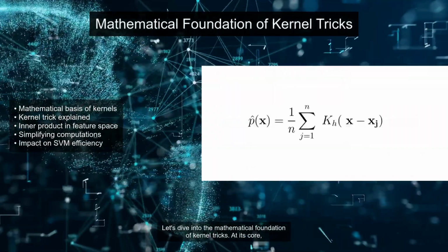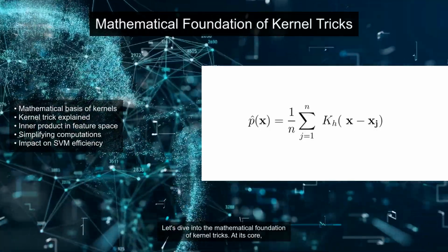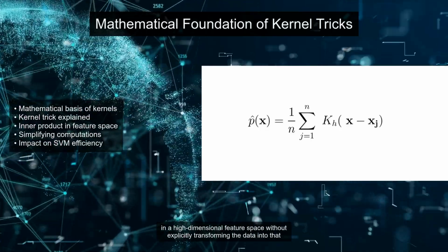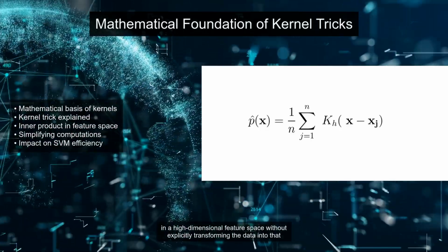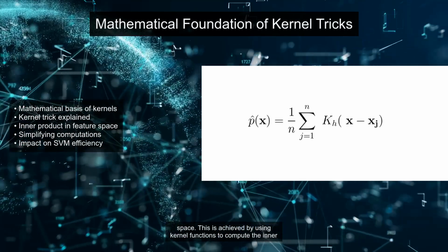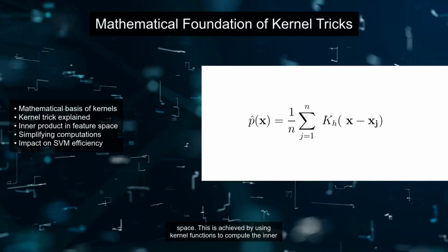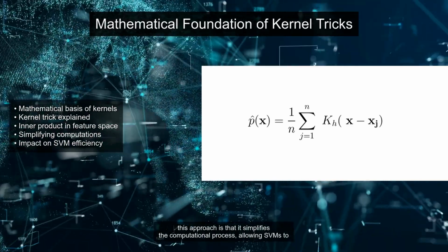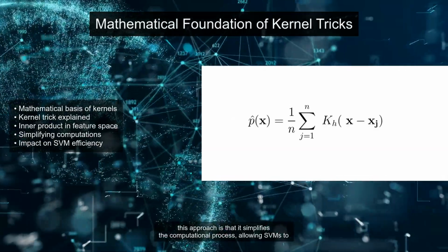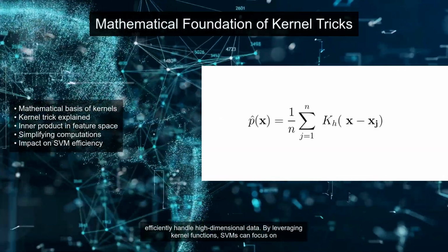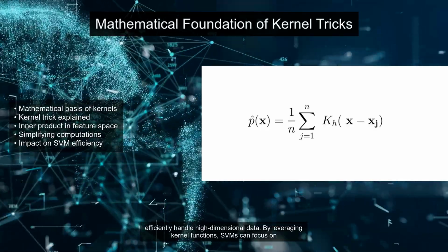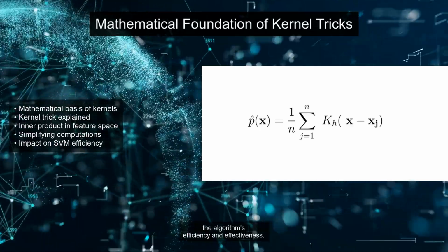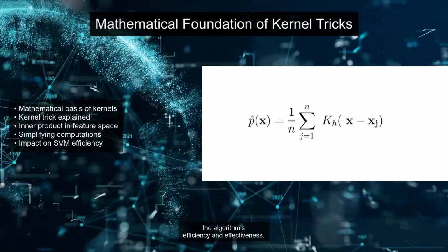Let's dive into the mathematical foundation of kernel tricks. At its core, the kernel trick is a method that allows SVMs to perform computations in a high-dimensional feature space without explicitly transforming the data into that space. This is achieved by using kernel functions to compute the inner product of two data points in the feature space. The beauty of this approach is that it simplifies the computational process, allowing SVMs to efficiently handle high-dimensional data. By leveraging kernel functions, SVMs can focus on the relationships between data points rather than their explicit transformations, significantly improving the algorithm's efficiency and effectiveness.